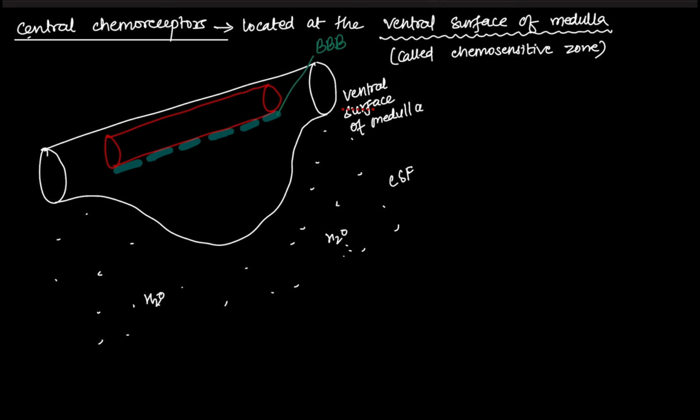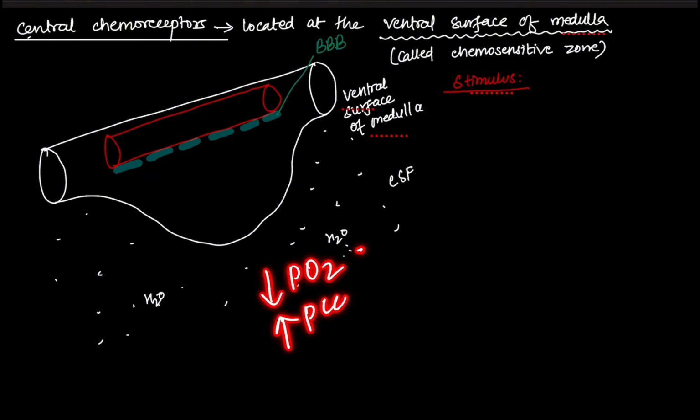Now how are these central chemoreceptors going to influence respiration, or how are they going to detect the change in chemicals? What is the stimulus that the central chemoreceptor is going to detect? What was the stimulus in peripheral chemoreceptors? There were three stimuli, right? One is a decrease in the partial pressure of oxygen, that is hypoxia, an increase in partial pressure of CO2, that is hypercapnia, and an increase in H plus ion concentration, that is known as acidosis.